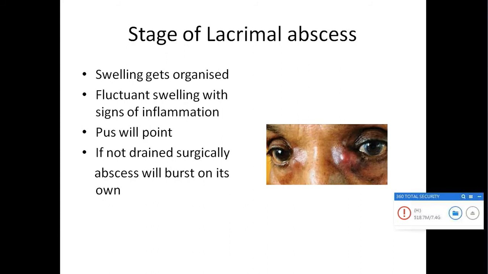The second stage: if you don't treat preseptal cellulitis, it will become a lacrimal abscess. The swelling will get organized, and a fluctuant swelling with all signs of inflammation will be present at the medial canthus. If you don't drain it surgically, the abscess will try to burst on its own.